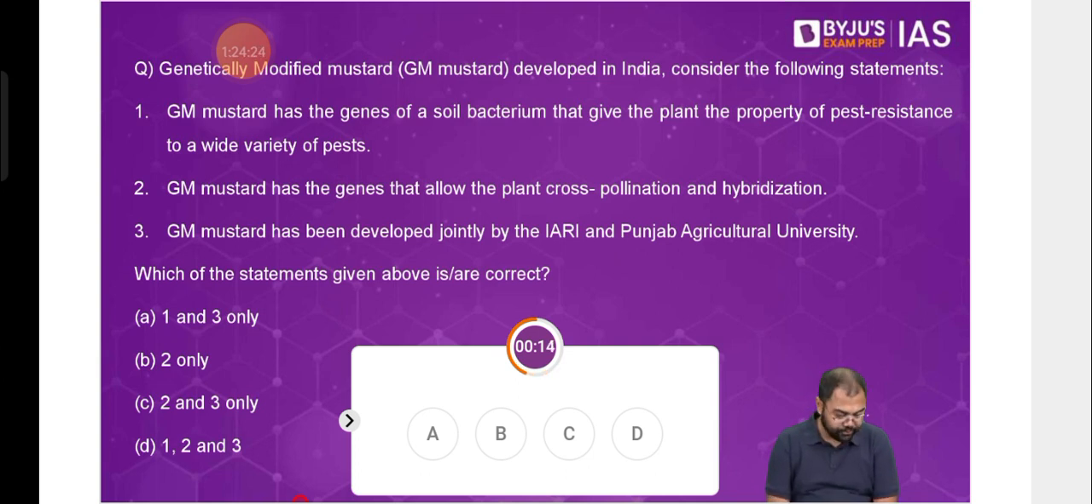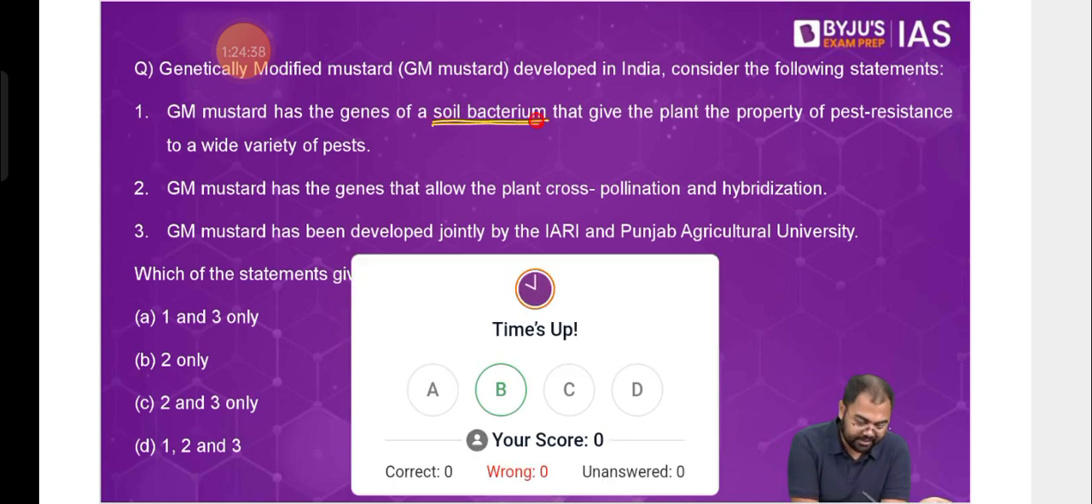Okay, so 63% of you have given the correct answer. For the rest of you, I'll tell you how this question became easy. The first statement is: GM mustard has the genes of a soil bacterium that give the plant the property of pest resistance to a wide variety of pests. We did not talk anything about this, right? We did not say anything about this, but this is about BT cotton. This is more related to what happens in case of BT cotton. So that's why this is not related to GM mustard.